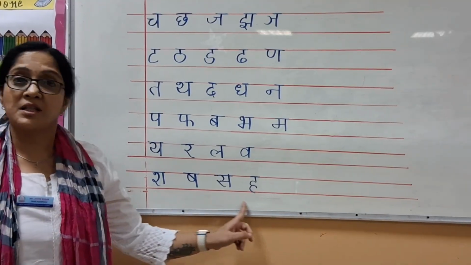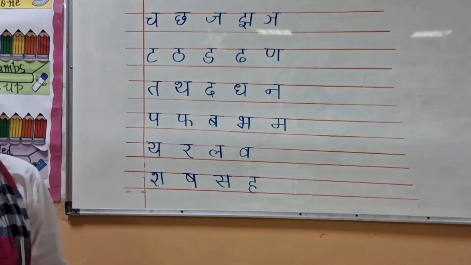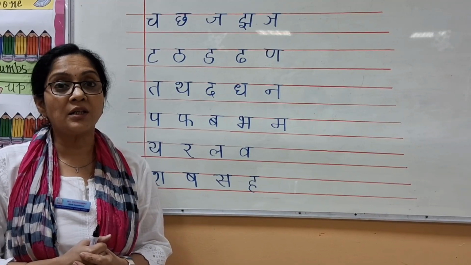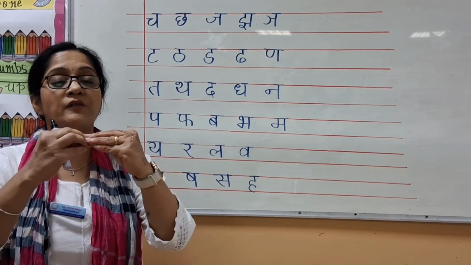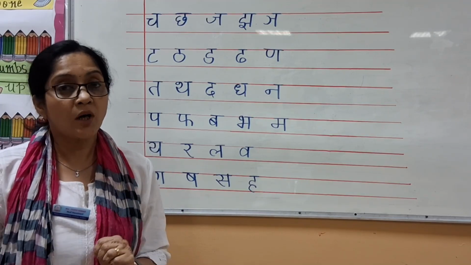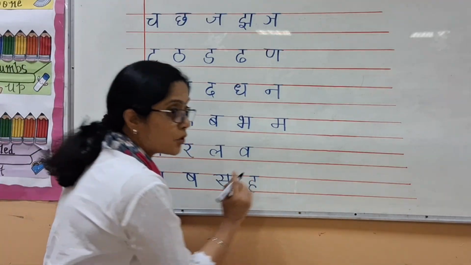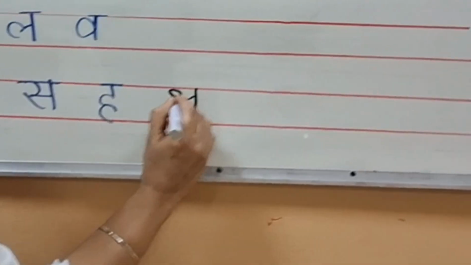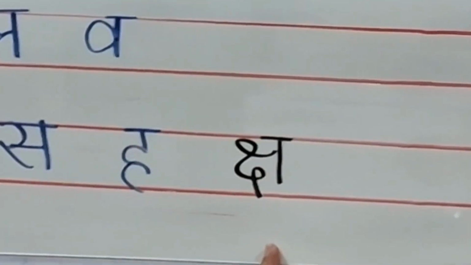So after this, children, if you remember when you were in class 2, we learned some special Vyanjans called Sayukta Vyanjans, where we put two different Vyanjans together and made a new Vyanjan. Do you remember what they were? Four Sayukta Vyanjans. The first one I am going to write here on the side. Ksha. Ksha se Kshatriya.